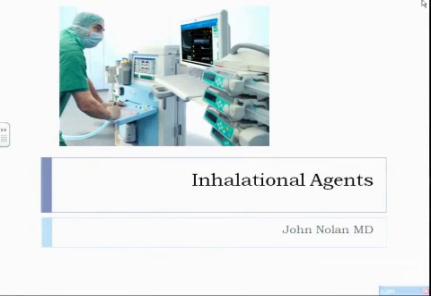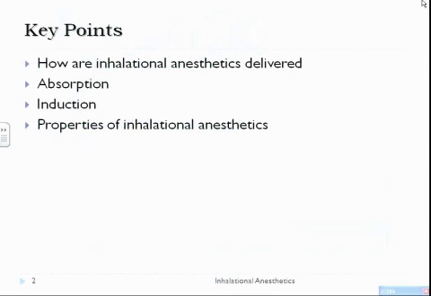Okay, the next discussion is on the actual agents. I'm going to go into specifics about what the agents can do, how they actually work, okay? So how they actually deliver them, how they're absorbed, how do you do a good induction, and then we'll talk a little bit about the individual properties in inhalational anesthetics.